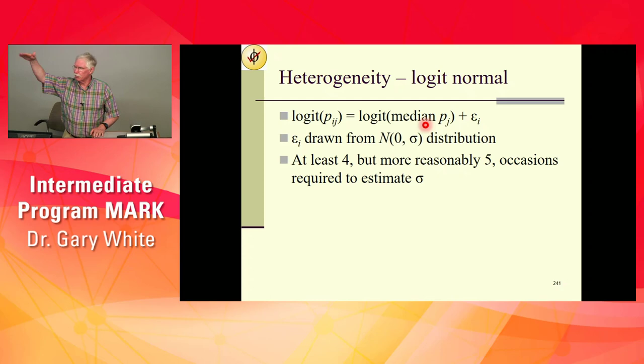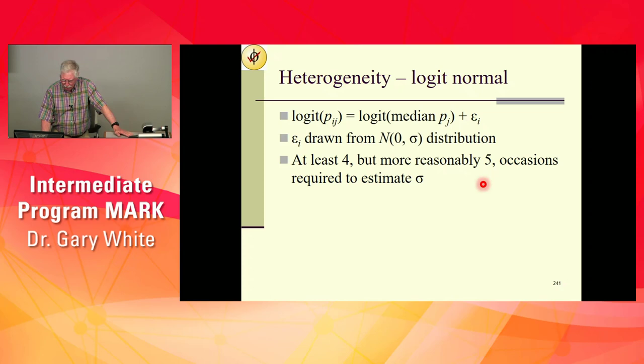So anyway, we talk about the median p as the median of the p's that we're going to get out of this. And we add on this random error, and that's drawn from some normal distribution with mean 0 and standard deviation sigma. And again, at least 4, but more reasonably 5, occasions are required to estimate sigma. How do we do it?